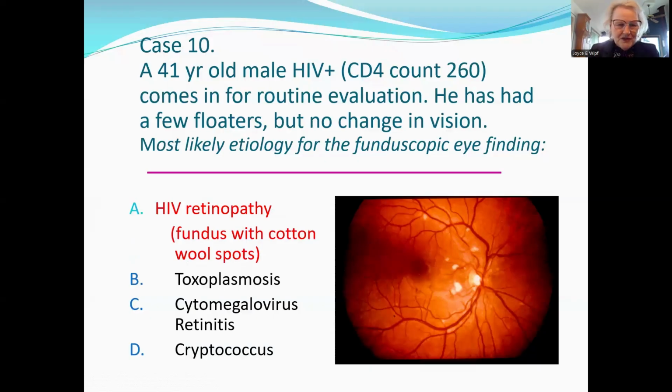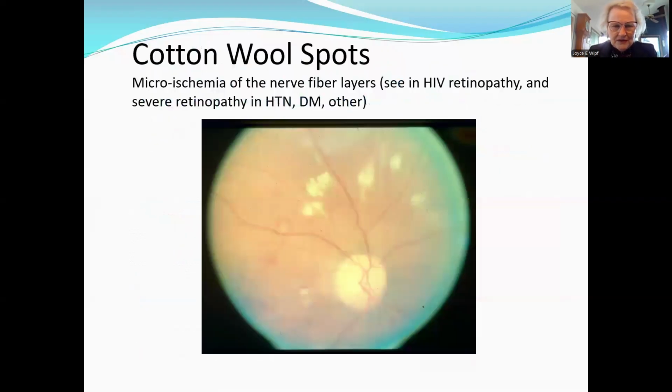So the right answer here is HIV retinopathy, and the fundus is showing cotton wool spots. Many of you might have considered CMV retinitis. Generally, that's going to be in a CD4 count that's under 50. But certainly a patient with HIV having floaters is going to need an evaluation. So HIV retinopathy is far more common now.